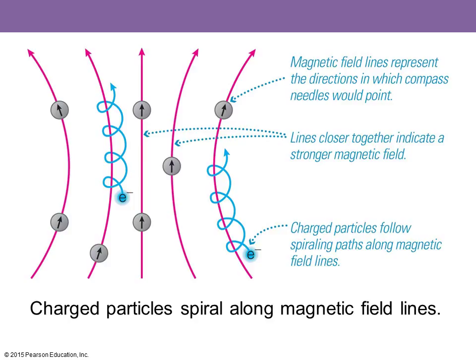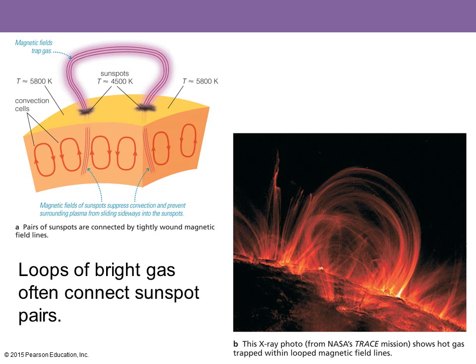These are the magnetic field lines that you'd be able to detect with something like a compass. These are generated by the Earth as it rotates and it has a metallic core. The sun does the same thing. It produces a very, very strong magnetic field. So charged particles can actually move along these magnetic fields or disturbances in the magnetic field. And these loops of bright gas often connect pairs of sunspots. So the cool spots are disturbances in the magnetic field, and particles can fly along those magnetic field lines like you see in the photo.